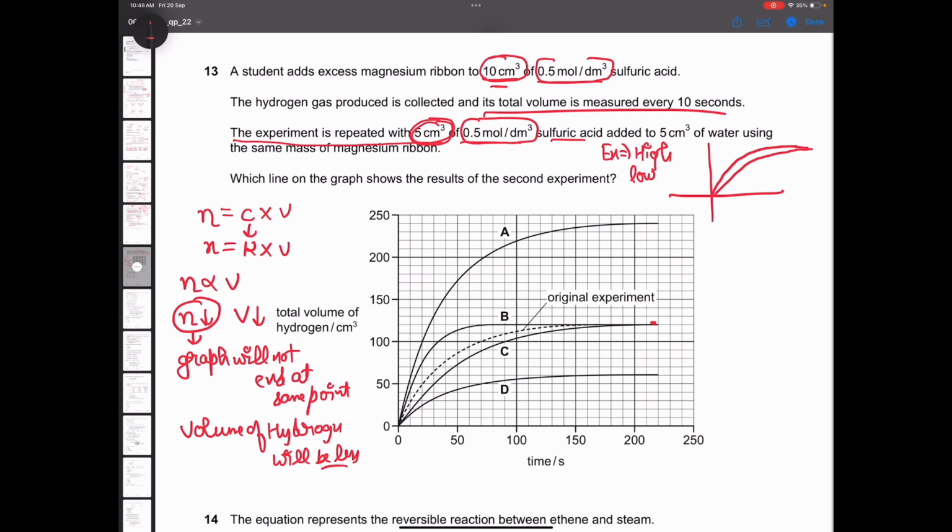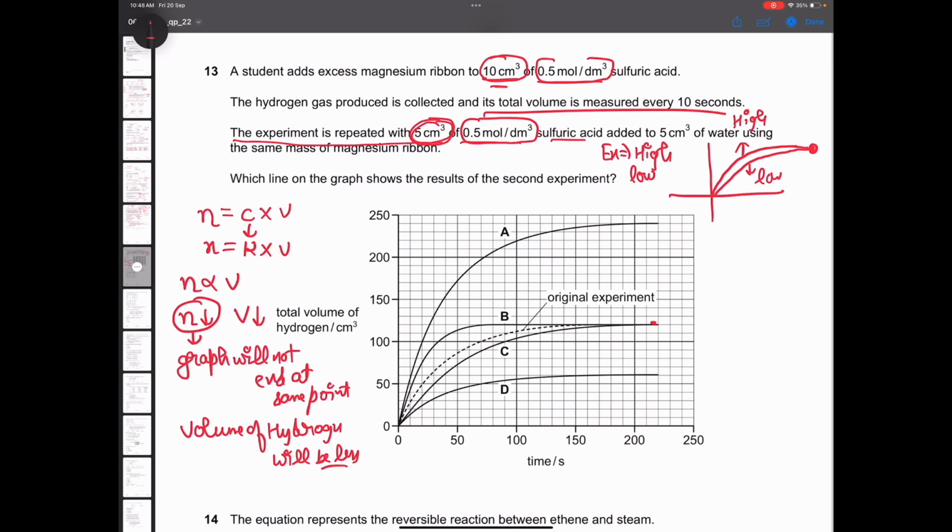The graphs will look like this. The one below is with low concentration, the one above is with high concentration. But what we notice is that ultimately the amount of product formed will be the same because the reactants you're using are in the same amount.